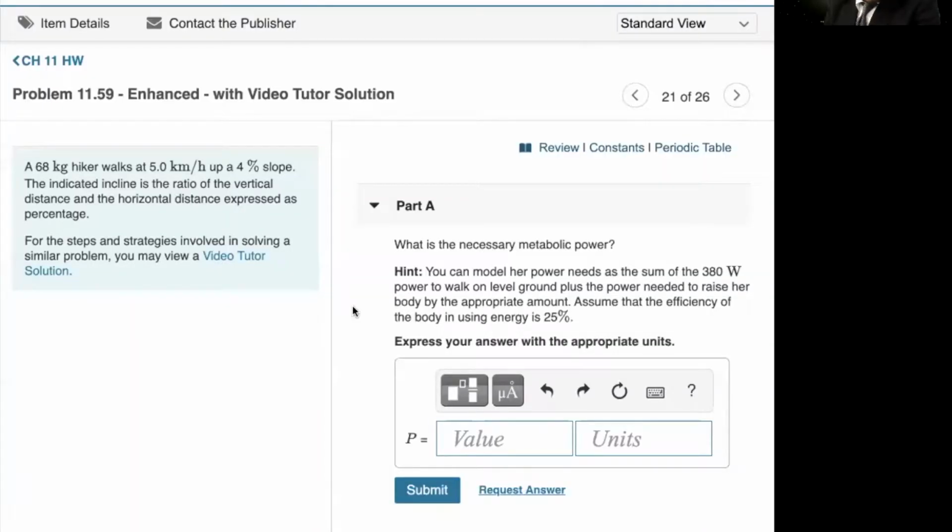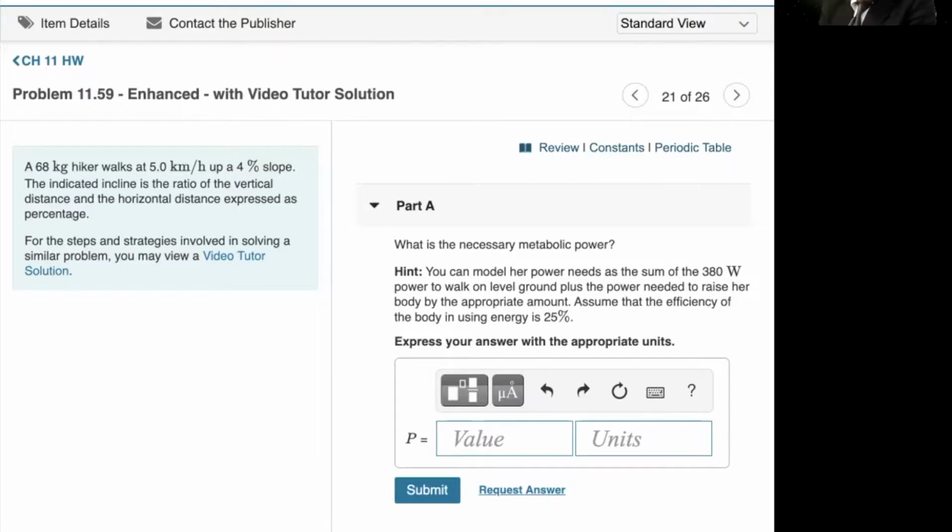The problem says a 68 kilogram hiker walks at 5 kilometers per hour up a 4% slope. The indicated incline is the ratio of the vertical distance and the horizontal distance expressed as a percentage. For the steps and strategies involved solving a similar problem, you can view the video tutor solution. So what is the necessary metabolic power?